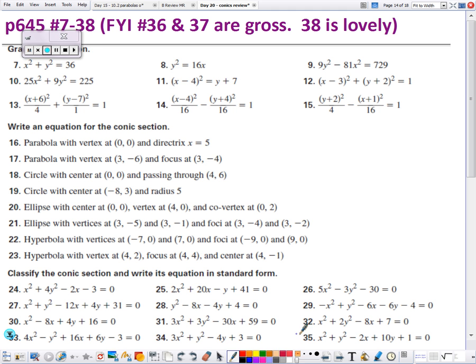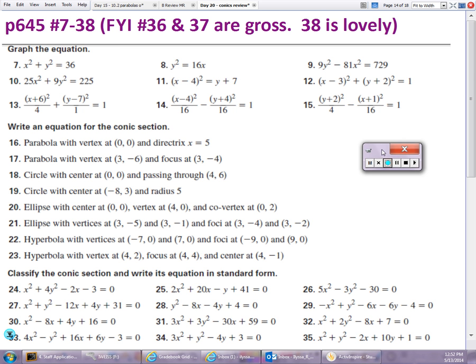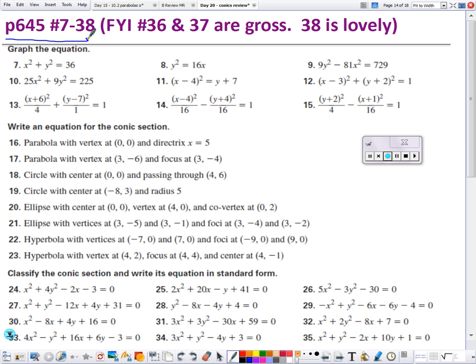Okay, now this is your homework. To study for the test, this page, just as a heads up, 36 and 37 are not very lovely problems. 38 is wonderful. Recommend focusing on 38. All of the answers are in the flip chart that is posted on Edline.